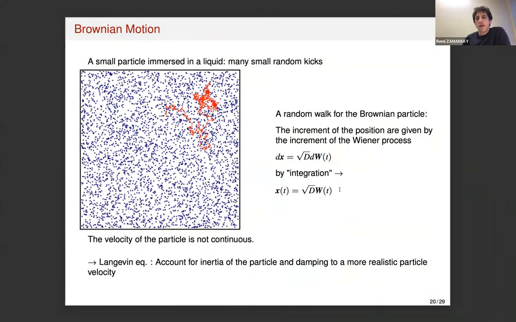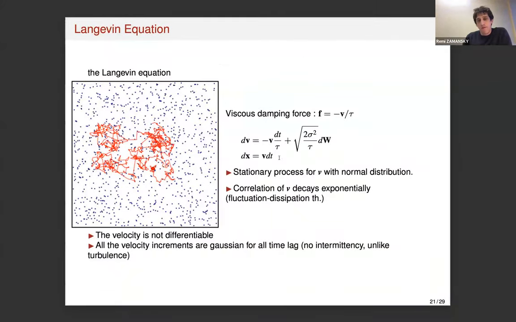For physicists, it is not very satisfying because the bead has inertia, so the velocity should evolve continuously. And as you remember, the Wiener process is not differentiable, so the velocity is not really defined. To account for the inertia, we can use what is called the Langevin equation. Instead of modeling directly with a stochastic process for the position, we use a stochastic process for the velocity, and we add viscous damping to the velocity that mimics the effect of viscosity.